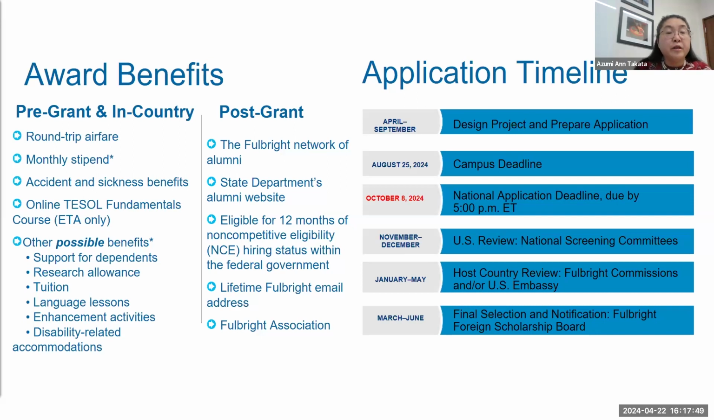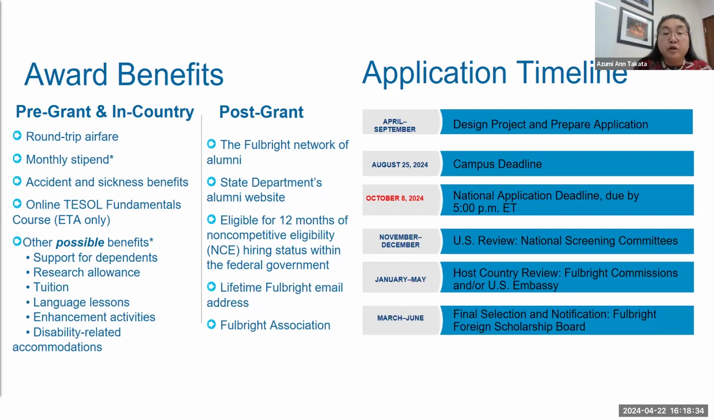And then depending on the country and the award, other possible benefits include support for dependents, research allowance, possibly tuition for graduate courses, language lessons, disability-related accommodations, and other kinds of activities as well. There are also some post-grant benefits that come from being an alumnus or alumna of the Fulbright program, including eligibility for 12 months of non-competitive eligibility hiring status for federal government jobs. In other words, you get kind of a priority hiring for federal government positions.